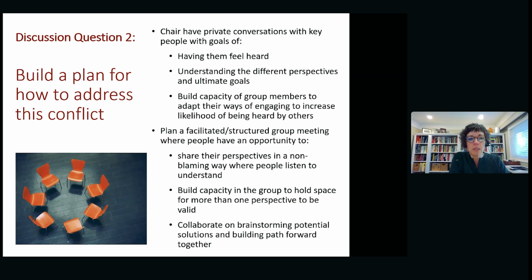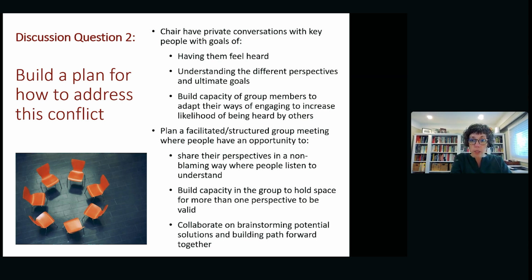The second thing we're going to try to do if we're trying to plan a facilitator or structured meeting would be to really encourage people to have the capacity to hold space for more than one perspective to be valid at the same time. So it's not an either or thing. When we can engage with things from a problem solving point of view, there's just more opportunity to say, okay, so this perspective is that perspective, and then there's this other perspective which is also valid. And then we get on to the part about thinking about what to do about it.